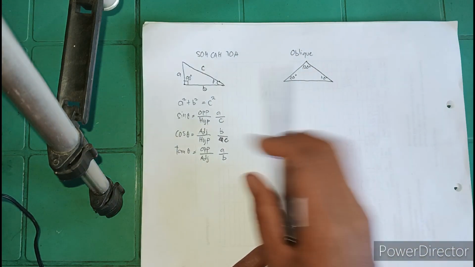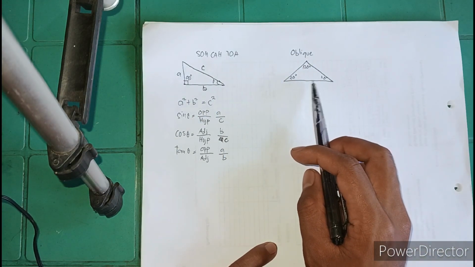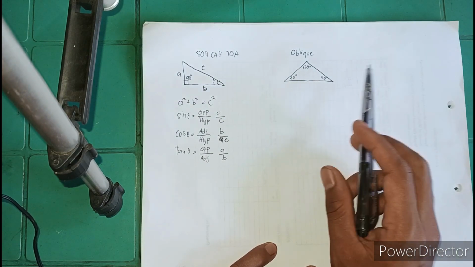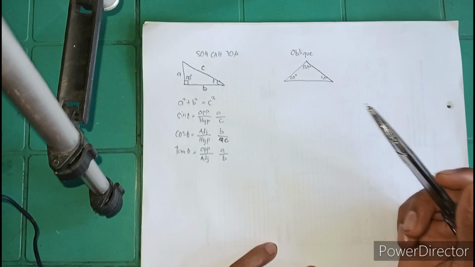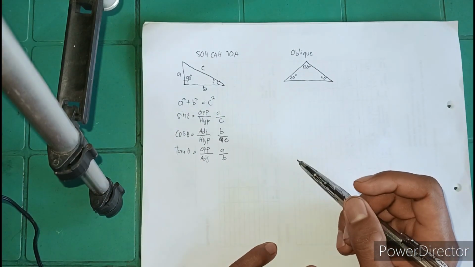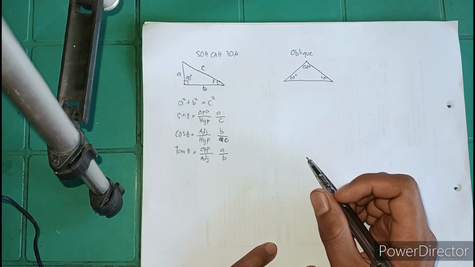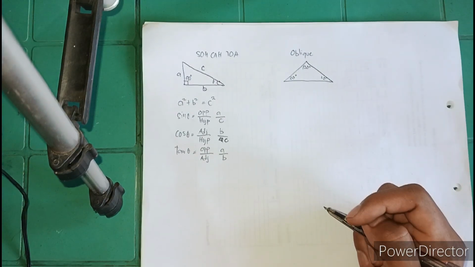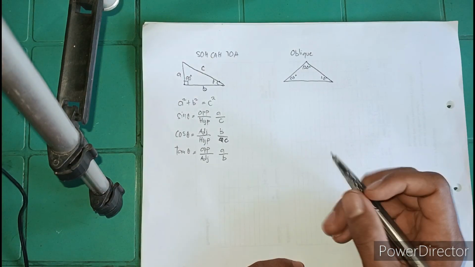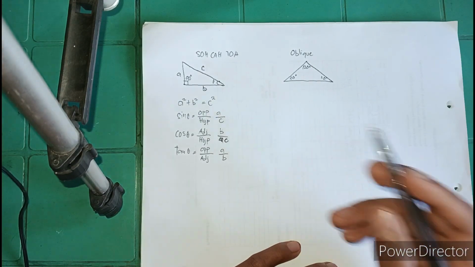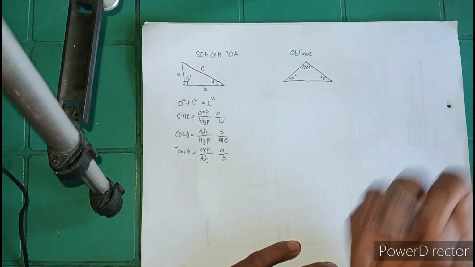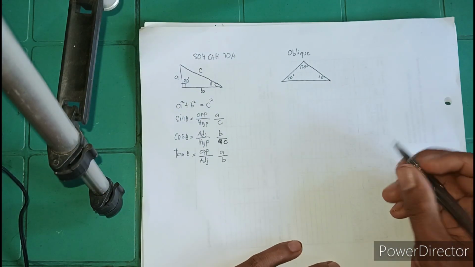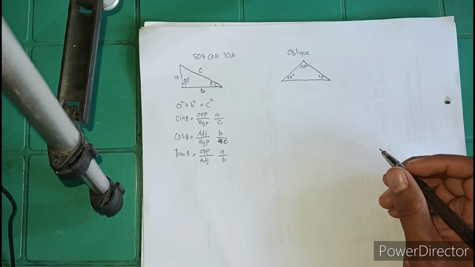The difference between these two triangles is that the oblique triangle has no 90 degrees, while the right triangle, as the name says, has a 90-degree angle. Those are the things we need to understand before we proceed to our next discussion.